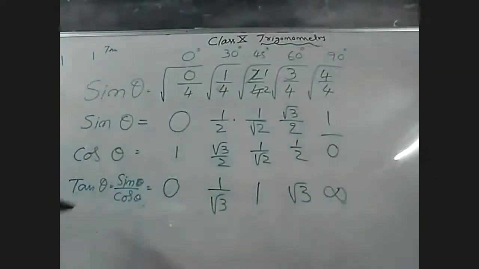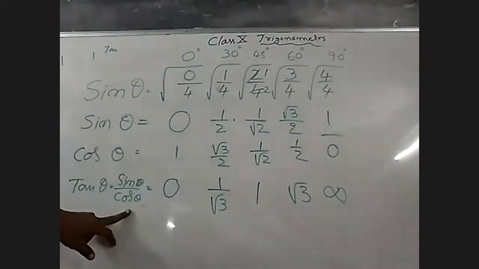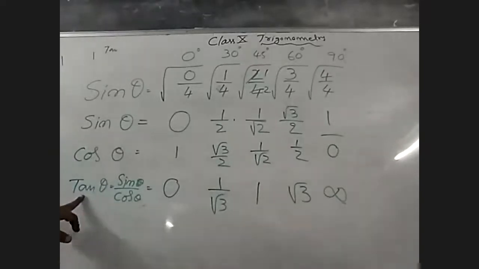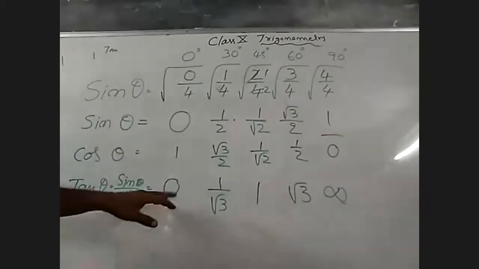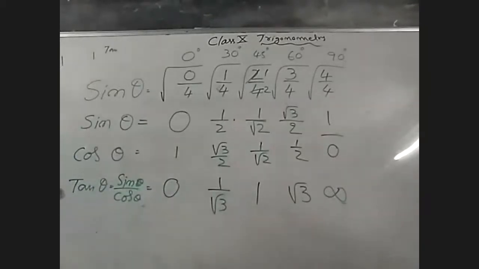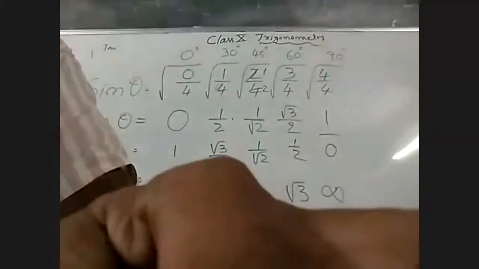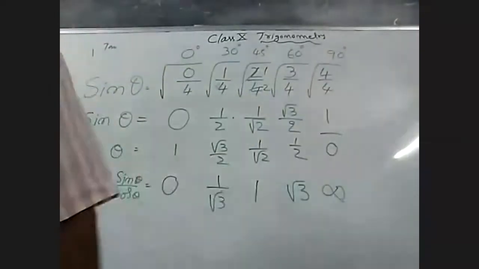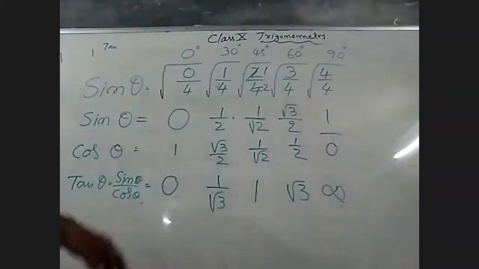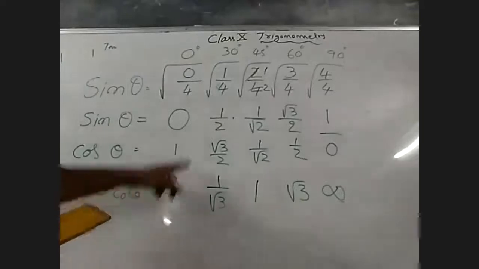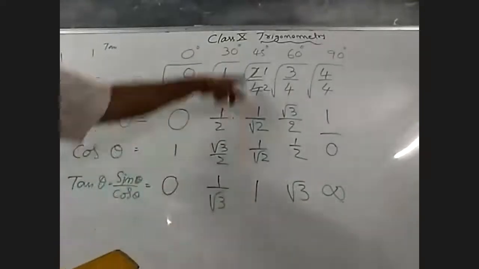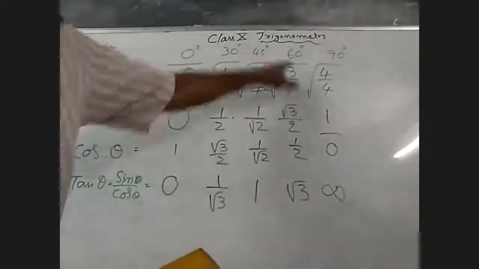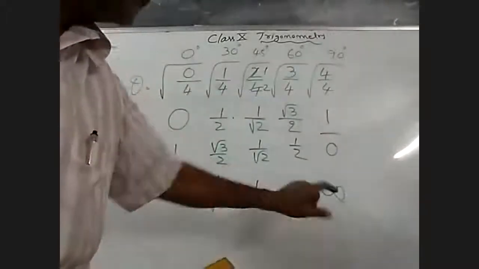Like that, by using sin theta by cos theta, you have to find the values of tan. If you practice, it will be remembered in your mind. If you don't practice, it is not possible to remember. So tan 0 is 0, tan 30 is 1 by root 3, tan 45 is 1, tan 60 is root 3, tan 90 is infinity.